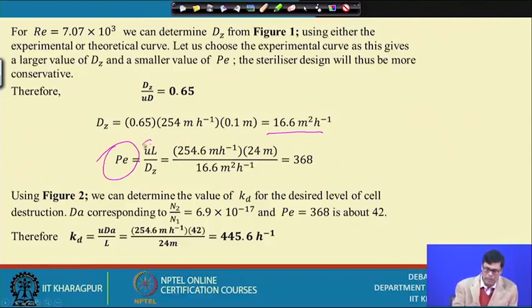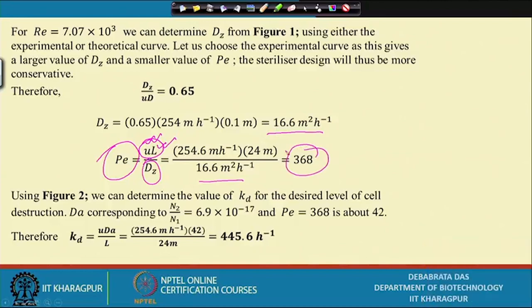And once you know that, then this is the Peclet number. What is the Peclet number? u L by Dz, where u is the velocity of the fluid, L is the length of the holding section, and Dz is the axial dispersion coefficient. So, if you put all these values, we will get the Peclet number.